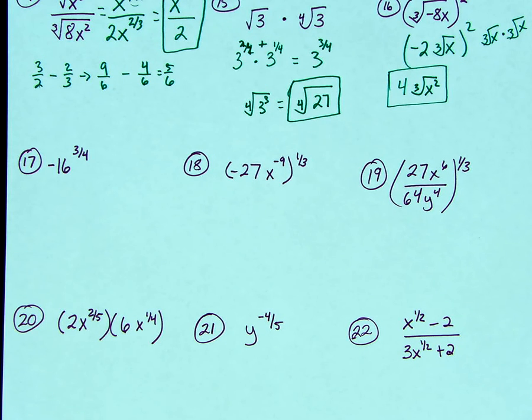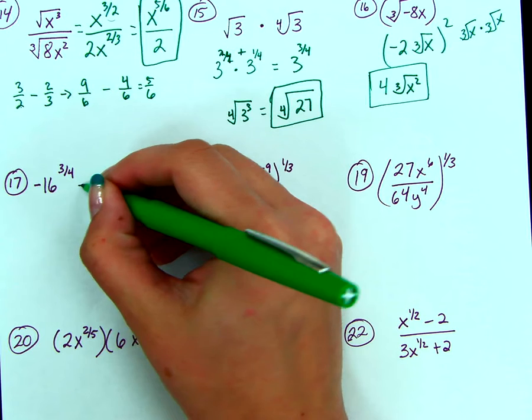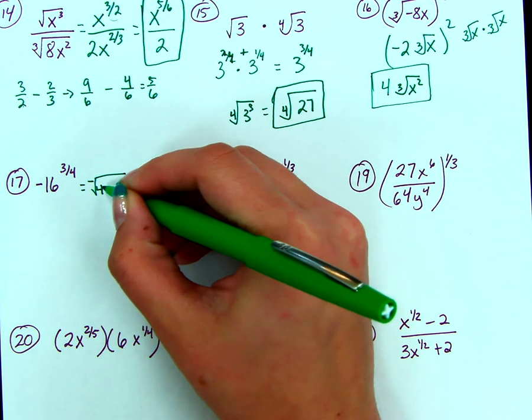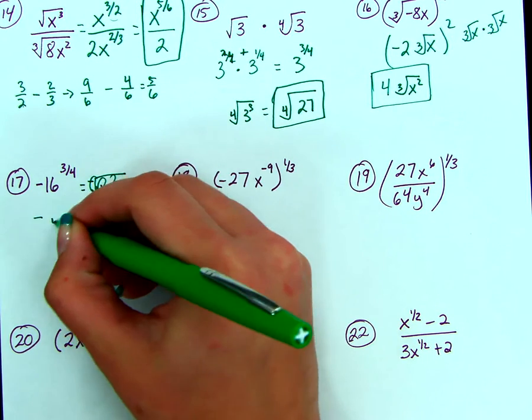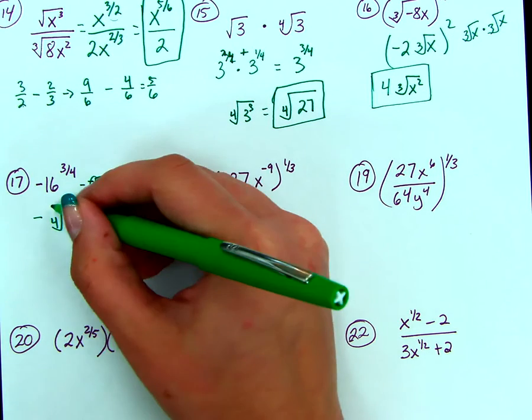All right, so again, we are just going to keep simplifying. So in our next example, problem 17, we're going to need to switch forms. And again, that negative is going to have to stay on the outside because we don't have parentheses. So this really means the negative fourth root of 16. And 16 is a perfect fourth.